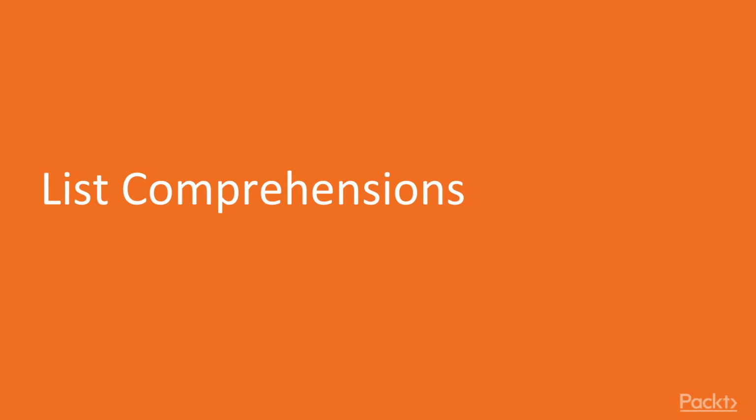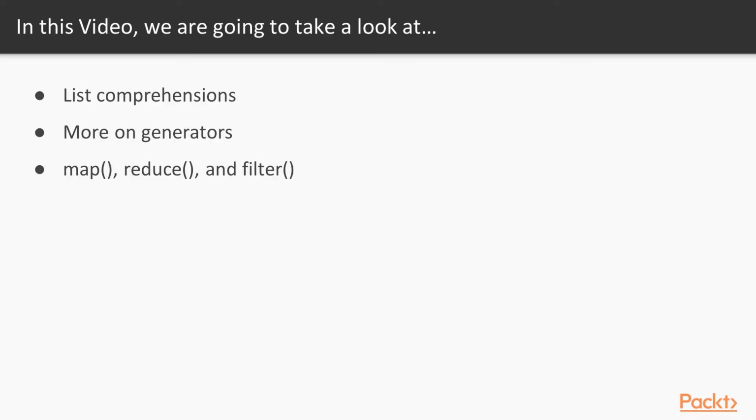Hi and welcome back for the third video in the Python core section. This video is about list comprehensions and other functional programming concepts. In this video we'll discuss the use of list comprehensions, we'll get back to generators with a few more details, and we'll conclude with an overview of the functions map, reduce, and filter.